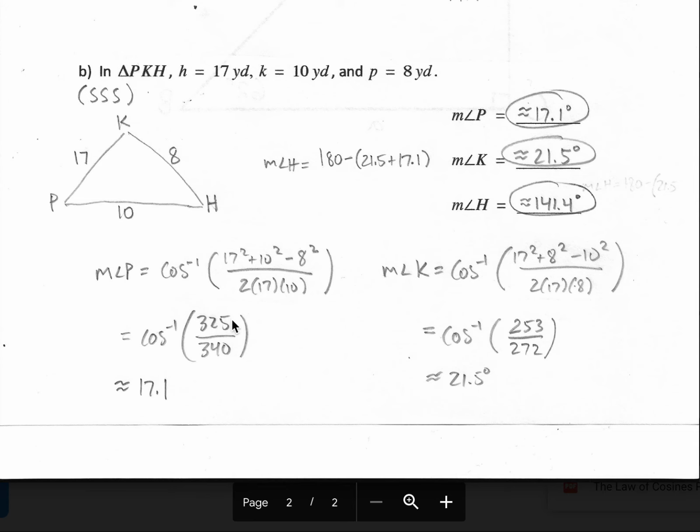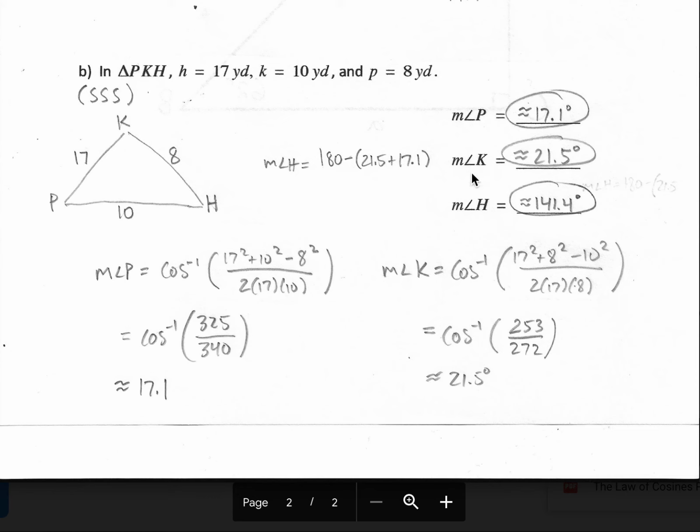The bottom, I'm going to double the product of those two sides that were closest again. So 17 times 10 doubled is 340. Now I have a simplified ratio, and I can plug that into my inverse cosine function. Calculator tells me it's about 17.1 degrees. So there's angle P.